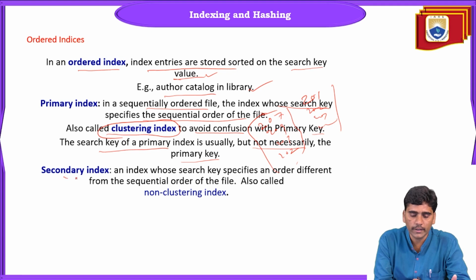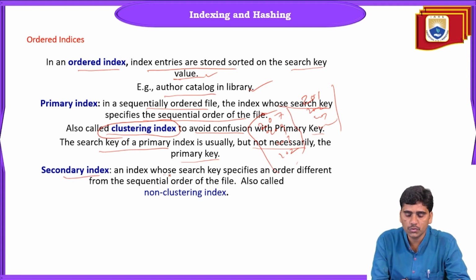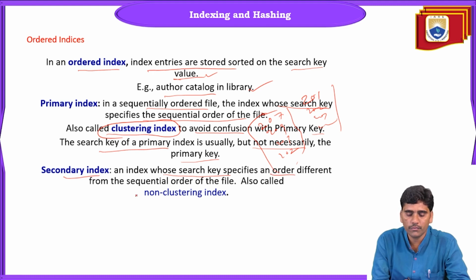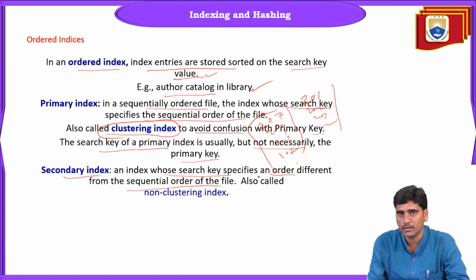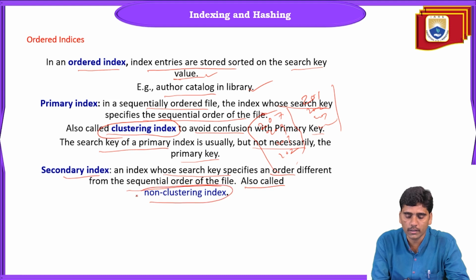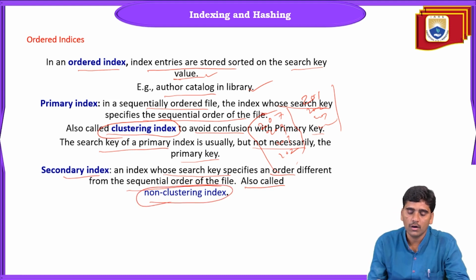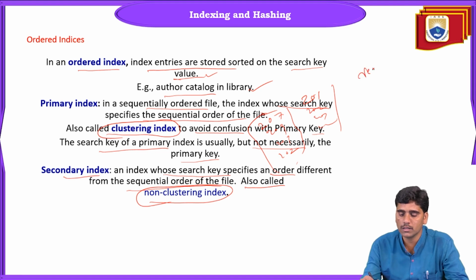And the secondary index. An index whose search key specifies an order different from the sequential order of the file. So the primary index shows the sequential order of the file, but the secondary index shows an order different from the sequential order of the file, and it is also called a non-clustering index.